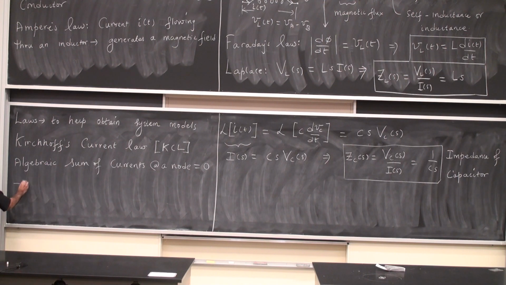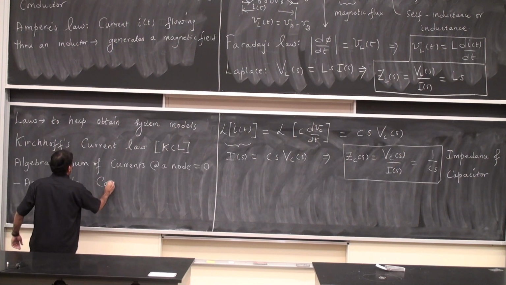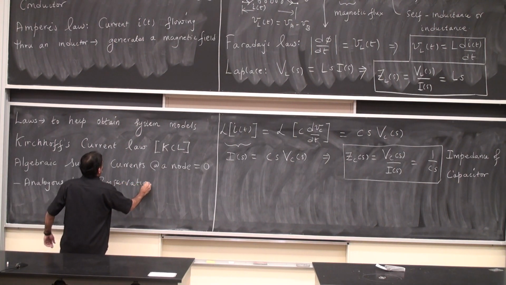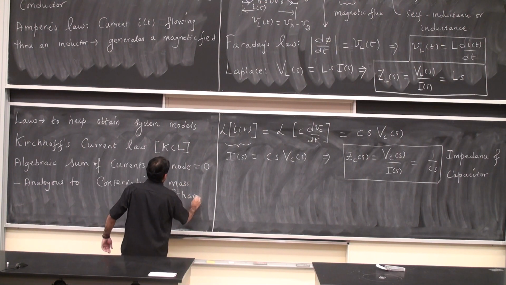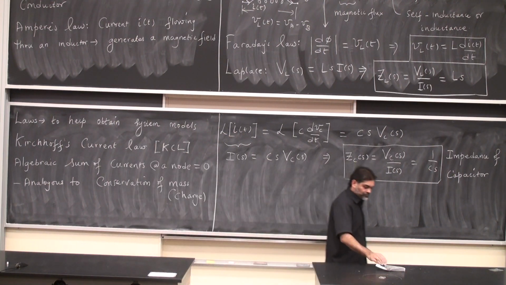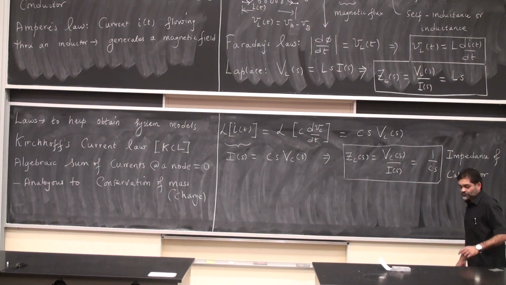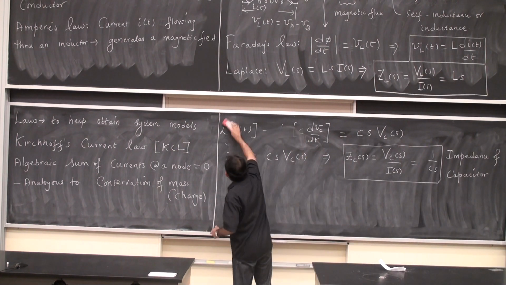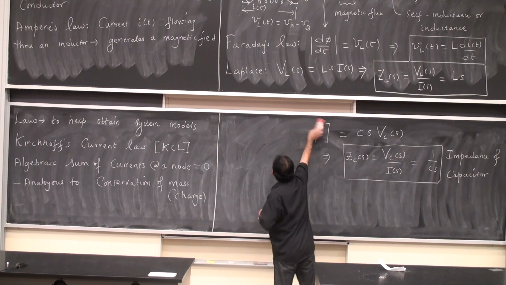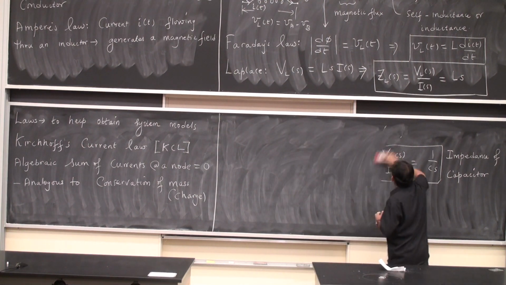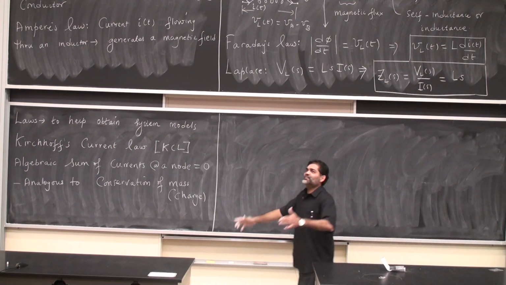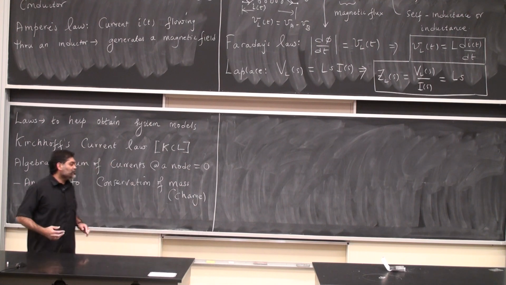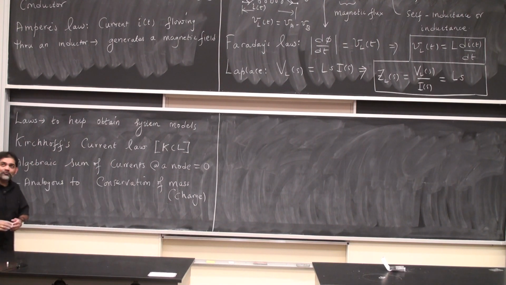So this is analogous to conservation of mass or charge. Quick things. And if you go to electrical systems, they will assign a sign convention. Current entering the node is positive, current leaving the node is negative, and so on and so forth. I don't want to do those things.